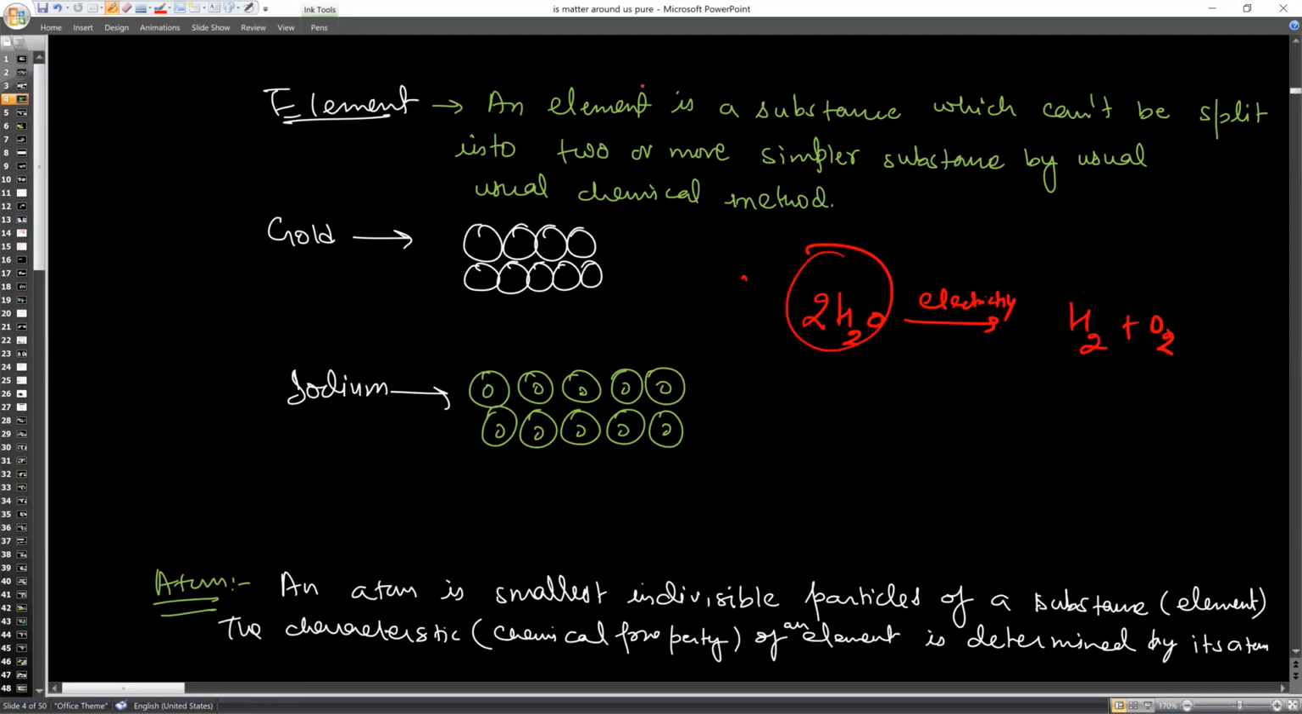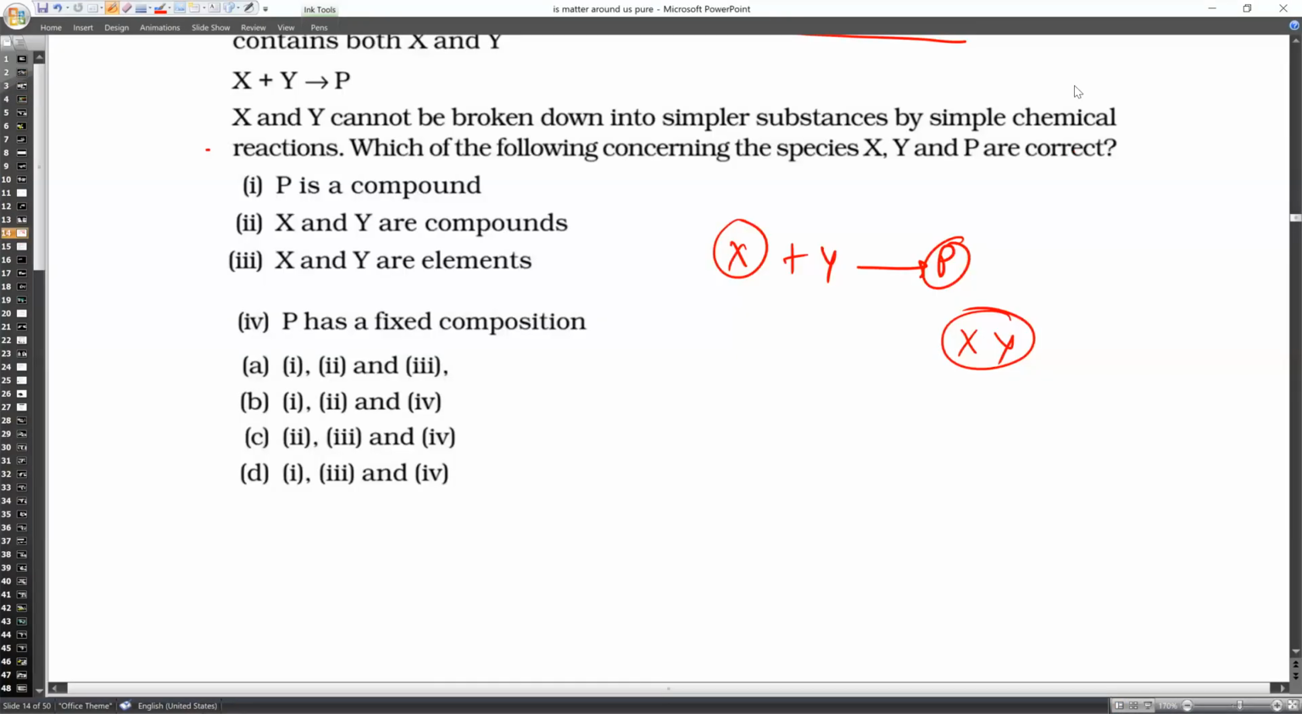Understood? Next is the same. It is saying that X and Y are compounds. No, X and Y are not compounds. P is a compound. X and Y are not compounds, because it says that X and Y cannot be broken into simpler substances. Understood? Yes or no?